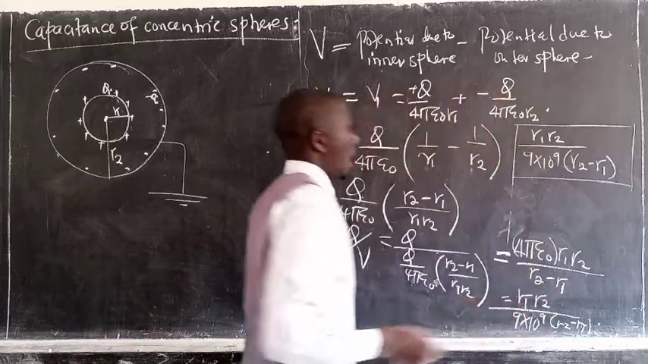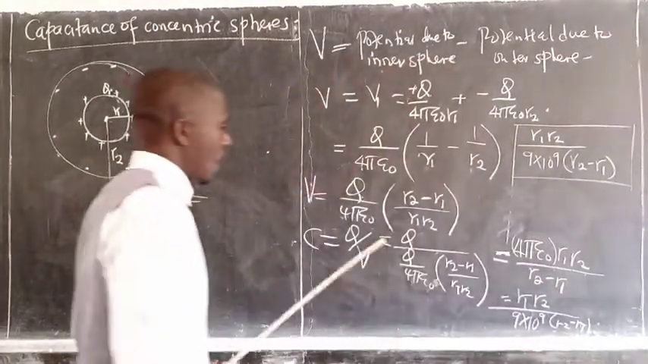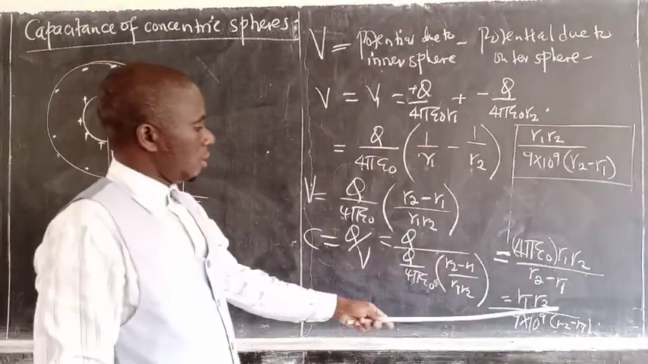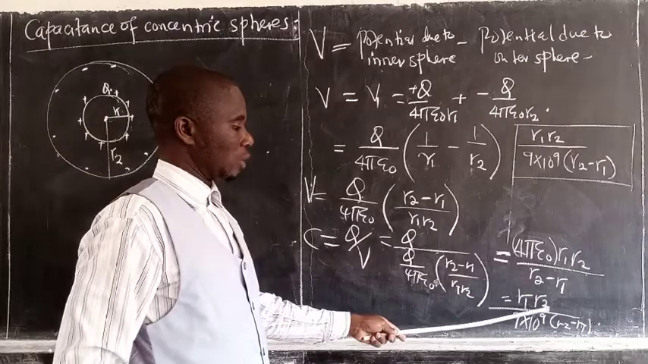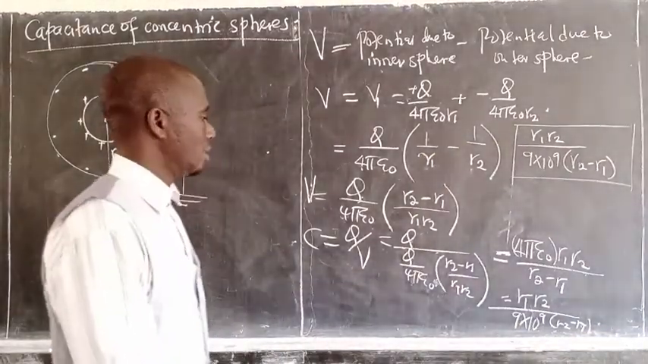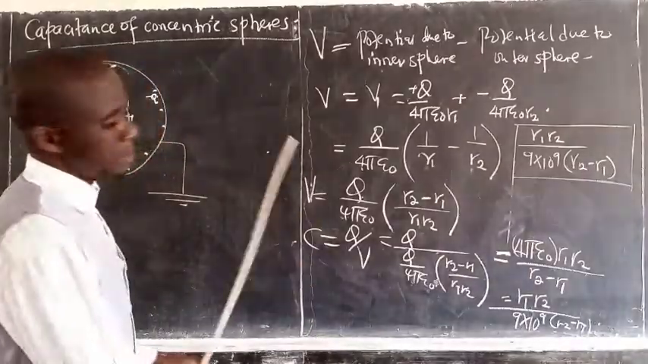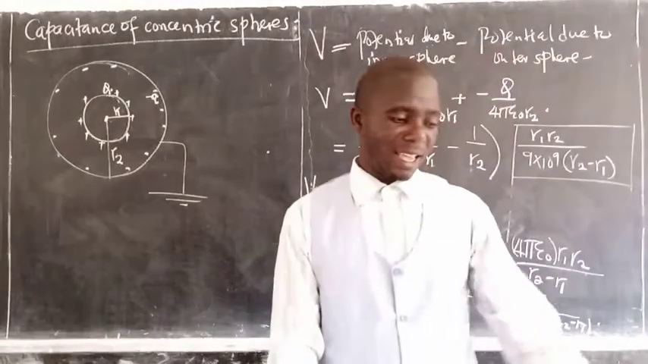That would be our capacitance of two concentric spheres, one of a smaller radius R1, another one of a bigger radius R2. That's how we shall be able to calculate that capacitance. So what did I say?